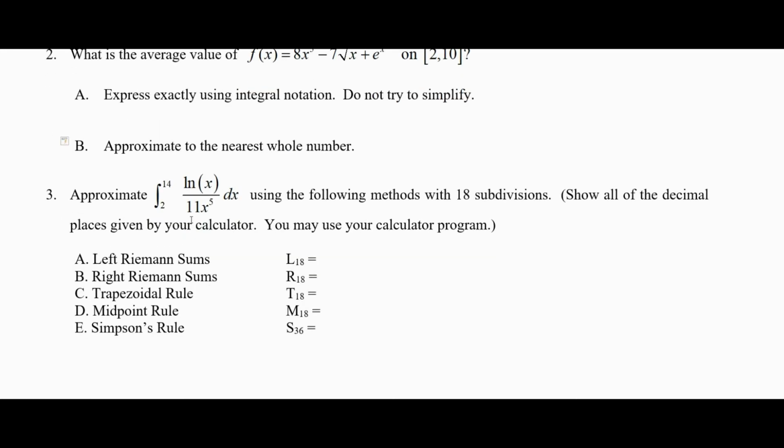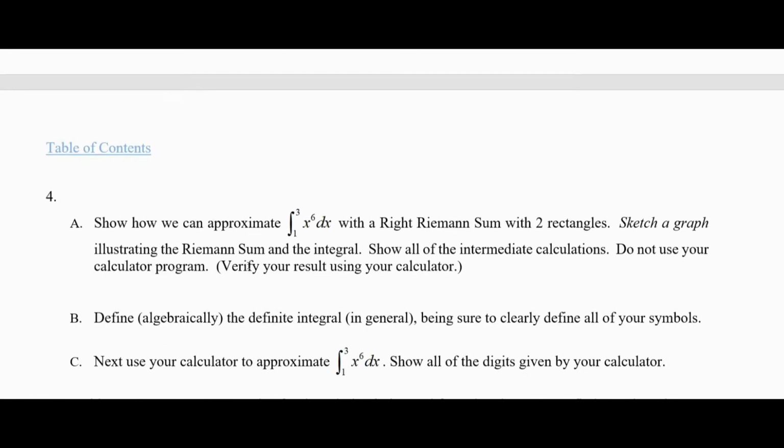Next, we have the integral from 2 to 14 of natural log of x over 11x to the fifth dx, and we want to integrate that using 18 subdivisions. That is L18, R18, T18, M18, and Simpson's 36. You may use a calculator program on that one, which makes it pretty easy if you've got the calculator program.